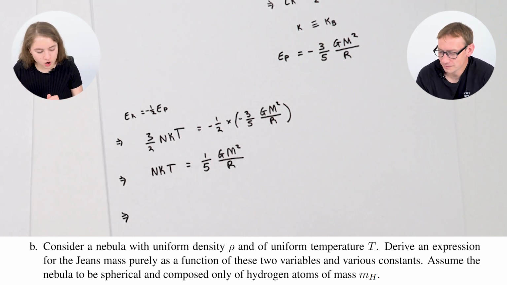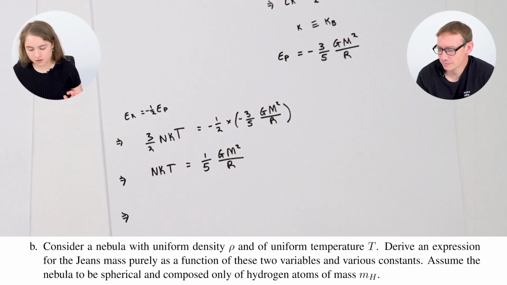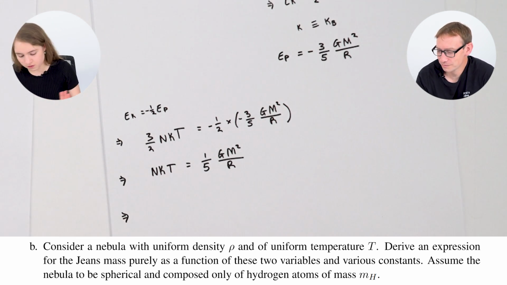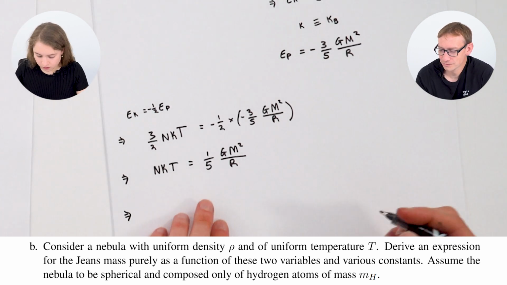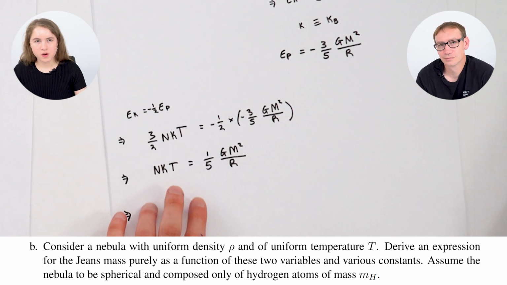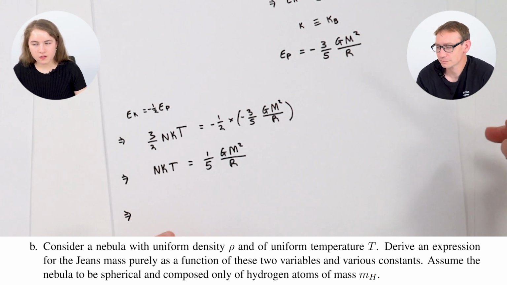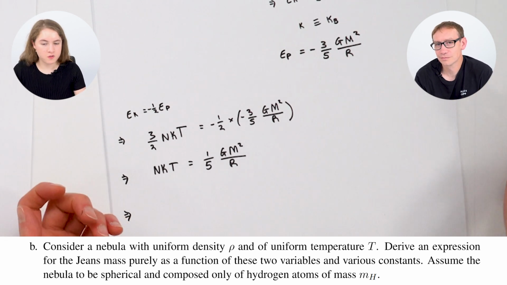We want this to be a function only of the density and the temperature and various constants, things like the Boltzmann constant, that kind of thing. So let's have a think about how we can do that. Here we have n, which is the total number of molecules, but we can write that in terms of the total mass of the cloud and the mass of each molecule.